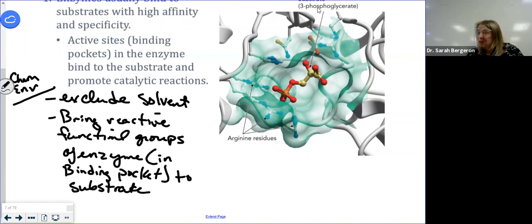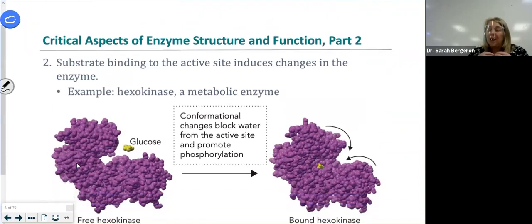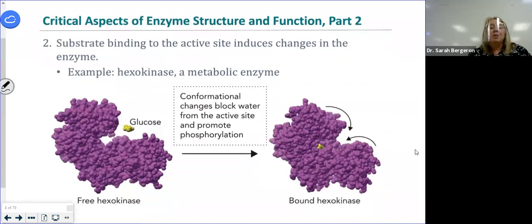If that substrate is in the wrong position, are we going to have catalysis? No, right? And that's a basic chemical reaction thing, right? Things have to collide, and they have to collide in the right orientation. Okay, so when we have that substrate binding, if we're unbound to our substrate, we have one conformation, bound, we have another conformation. So this is the same protein.